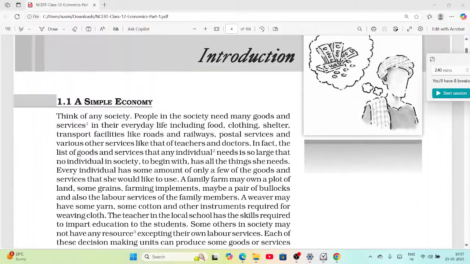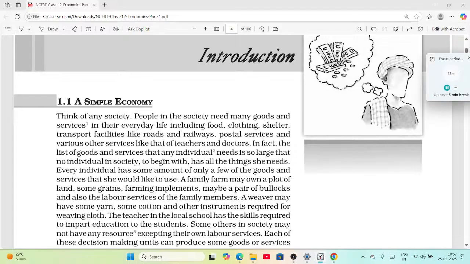So first of all, let's start with the introduction. I will also open my notes and everything so that I can better understand them. Introduction. Think of any society. People in the society need many goods and services in their everyday life, including food, clothing, shelter. 22 minutes for this chapter.